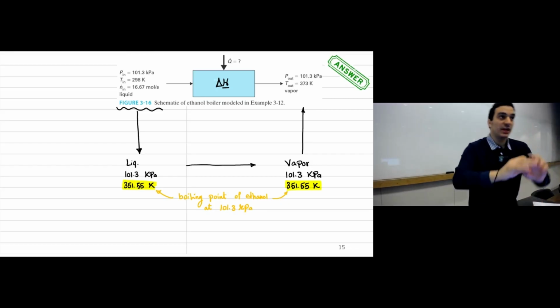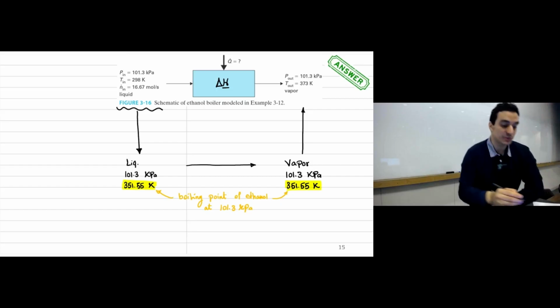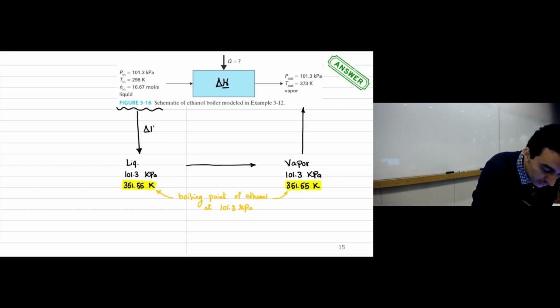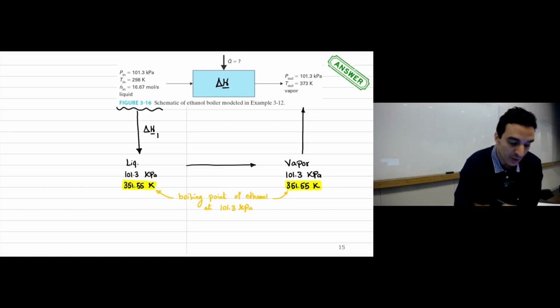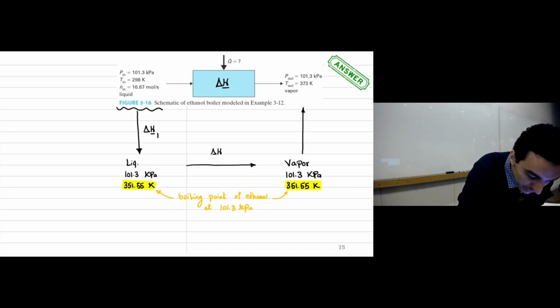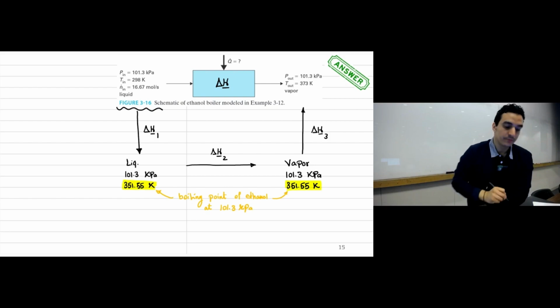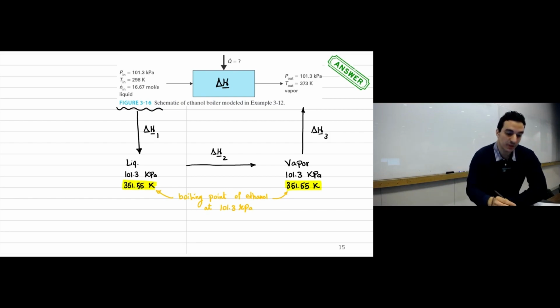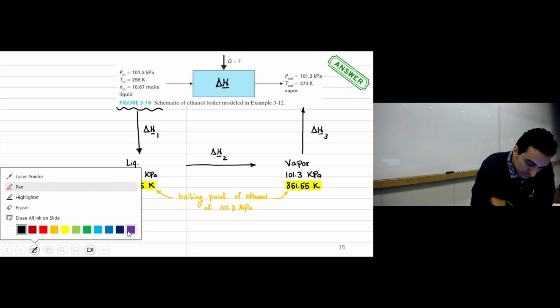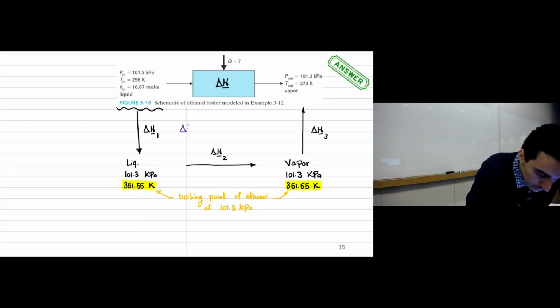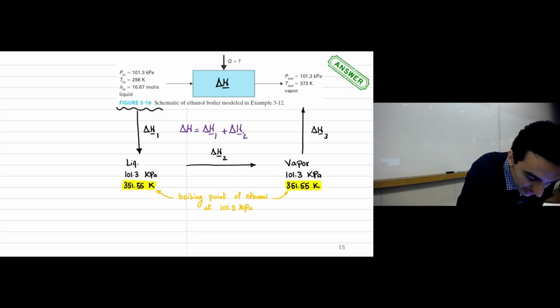So in order to calculate delta H for the whole process, I divide it into 3 steps. I need to find the change in enthalpy for the first step, I call it delta H1. I need to find the enthalpy change for step 2. I need to find the enthalpy change for step 3. And here the whole idea of this hypothetical path is this: delta H for the whole process is the enthalpy change for the first path plus the enthalpy change for the second path plus the enthalpy change for the third path. So this is the key here.